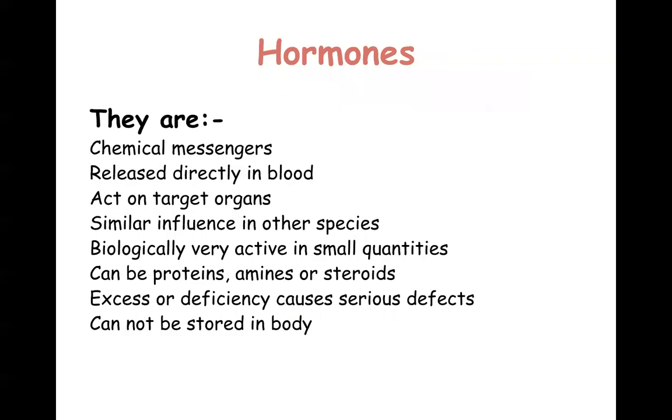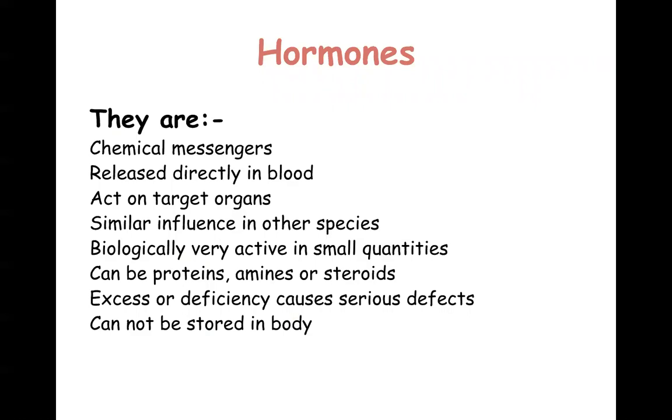Now, what are hormones? Because you've been using the term hormone. Hormones are chemical messengers which are released directly in blood and act on target organs. Any hormone which has an influence in one species has a similar influence in other species. For example, insulin in us will help the body cells to change glucose to glycogen. It will have a similar influence in other species as well. Biologically, all hormones are very active in extremely small quantities. One single drop of a hormone can bring about a huge change.